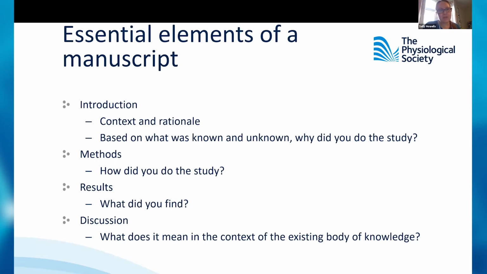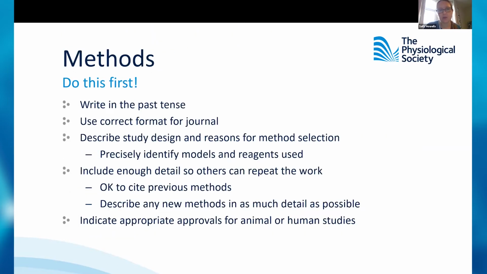So you all know the basic outline. It's the introduction, methods, results, and discussion. And that's the way that the manuscript flows. That's what we're all used to. And that's how things were done in 1665 as well. But you don't have to do it in that order. So the advice is to write the methods first, write in the past tense and use the correct format for the journals. Describe what you have done, reasons for doing it, and include enough detail so that others can repeat the work. There's a lot of crisis in reproducibility in research at the moment, so please do make sure that everyone can follow precisely what you did.